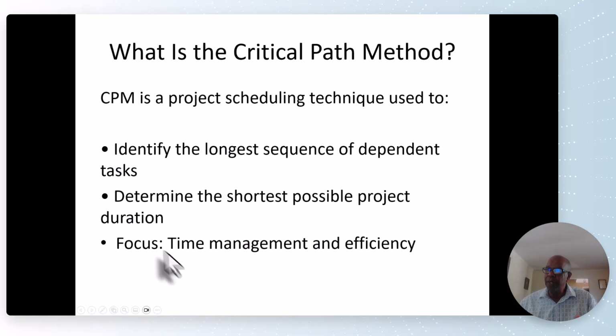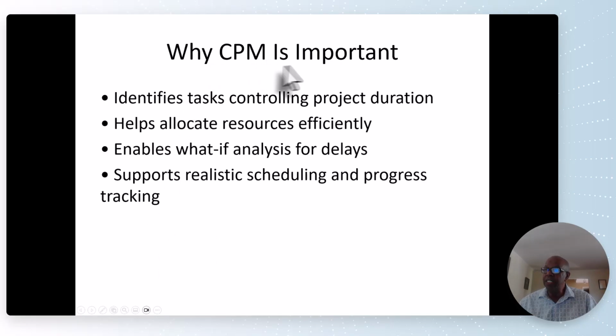Here, CPM is a project scheduling technique used to identify the longest sequence of dependent tasks and determine the shortest possible project duration, with a focus on time management and efficiency. Why CPM? It identifies the tasks controlling project duration. It tells us what we need to really look at because this is the longest path for the project.